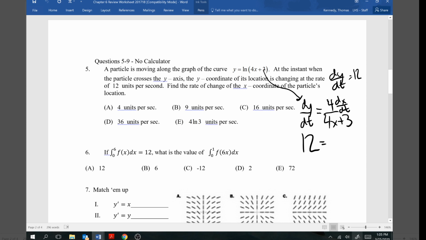Do we know anything else? Yes, we know that the point that we're talking about here is when the particle crosses the y-axis. When we cross the y-axis, it means x is 0, because that's what the y-axis is. So we know the y value at that point is the natural log of 3.